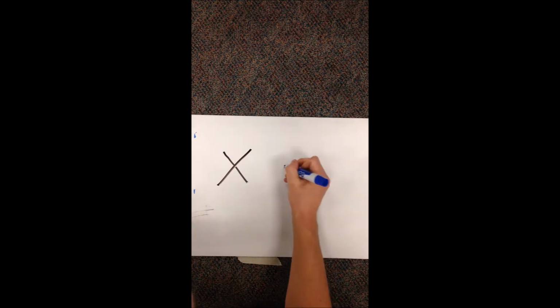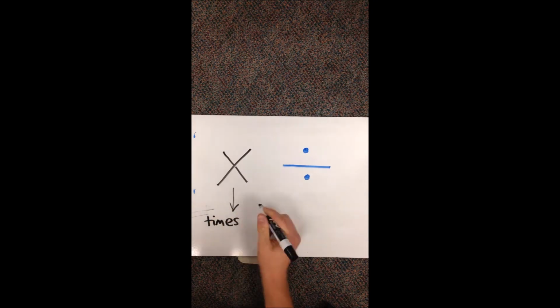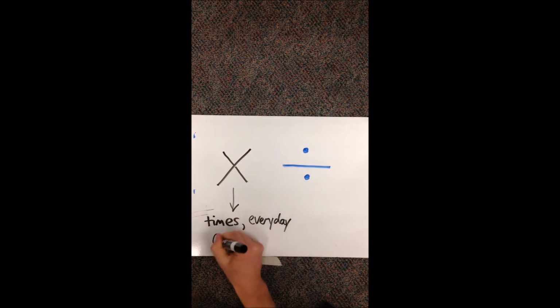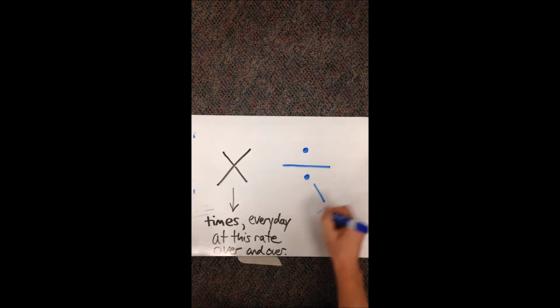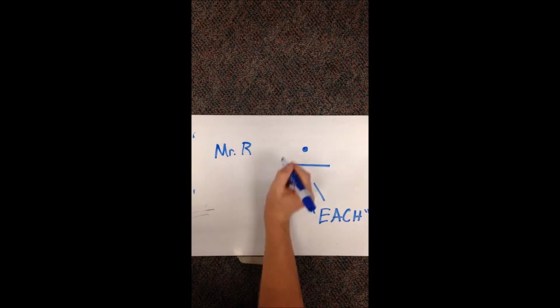Now multiplication is a little bit different. Multiplication uses words like times, every day, or at this rate, because we're constantly doing something time and time again, which makes sense because multiplication is just lots and lots and lots of addition. Division will often use the word each.